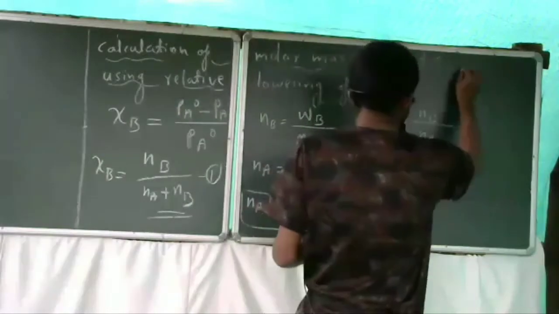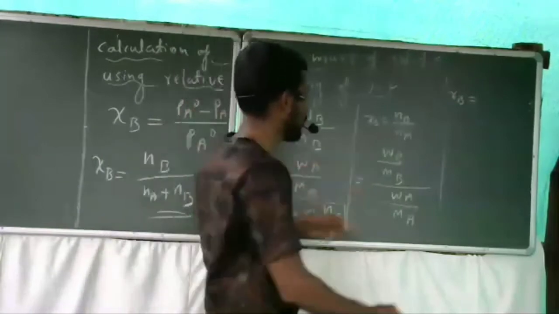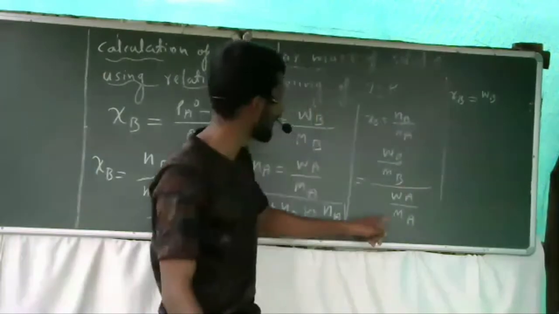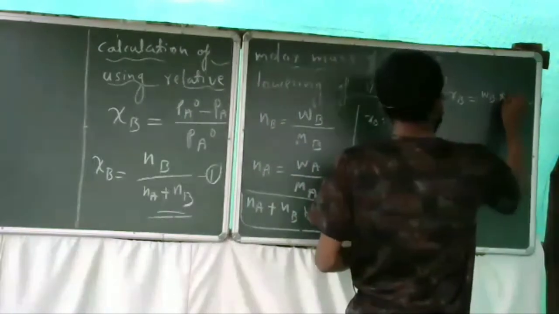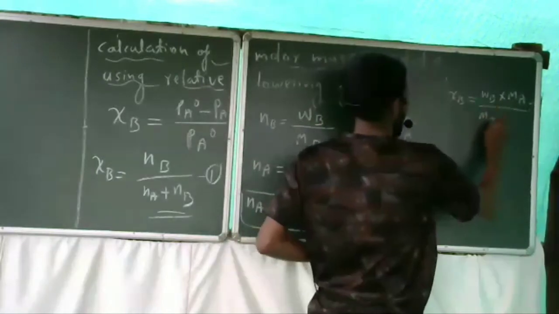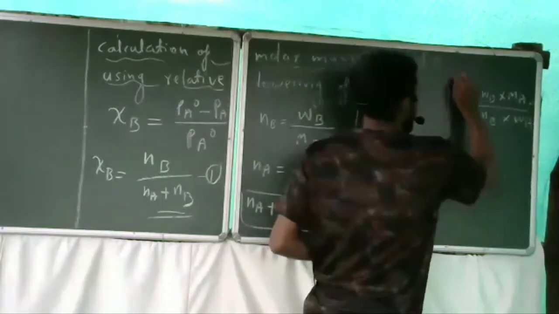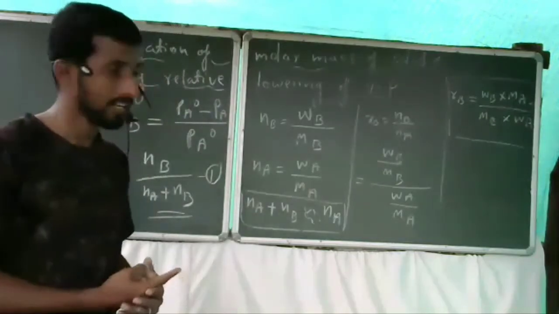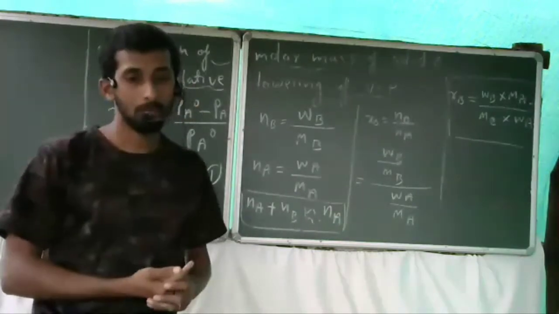Then xi b equal to Wb into, this Ma goes to the numerator, so that will become Ma, divided by this Mb, that denominator, into Wa. That is the value of xi b. Okay, xi b equal to Wb into Ma divided by Mb into Wa.